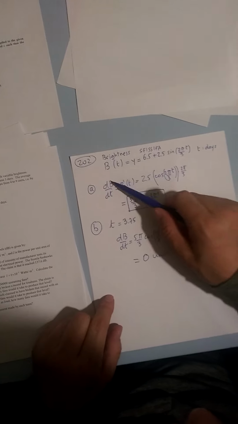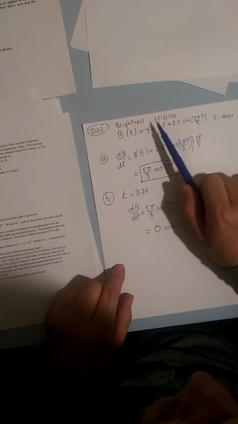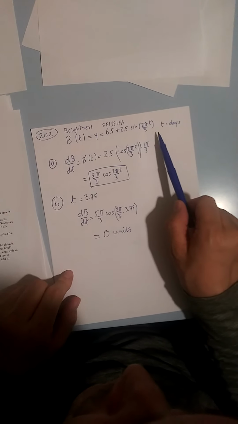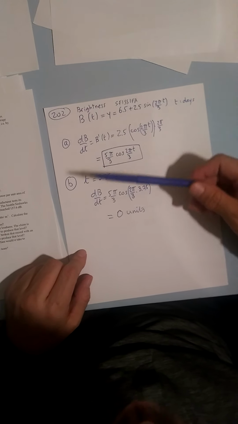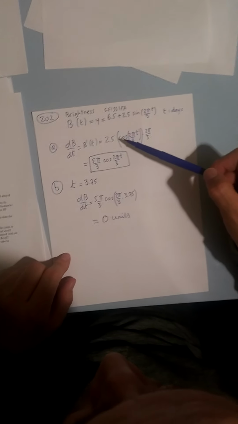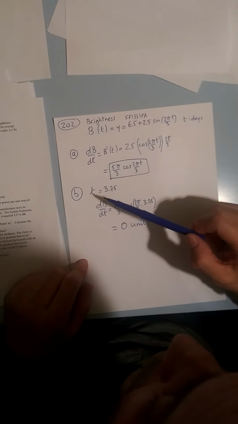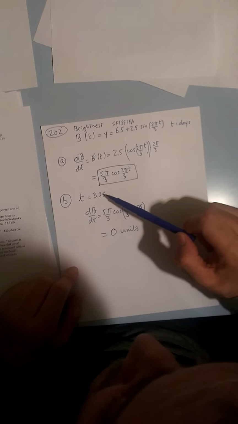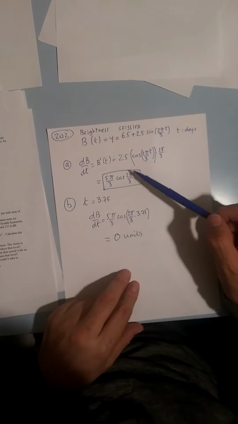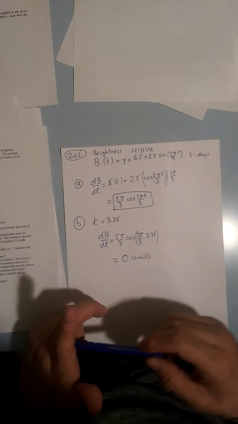So again, this is a star which pulsates radially. Its brightness changes according to this equation. They wanted to know the rate of change of brightness. We got it by taking the derivative of this with respect to time. Then they wanted to know at t equals 3.75 days, what's the rate of change? So you substitute 3.75 days there, and that'll give you the rate of change.